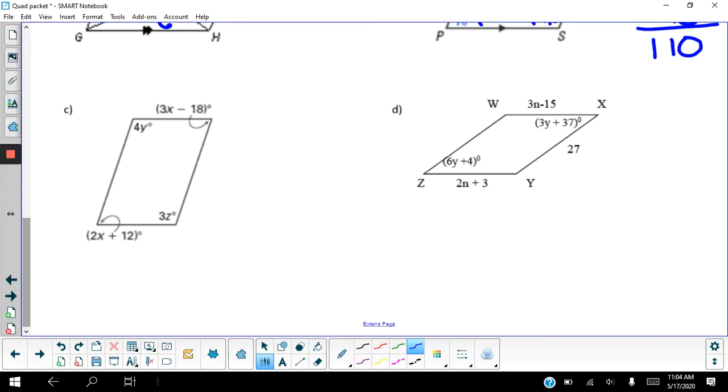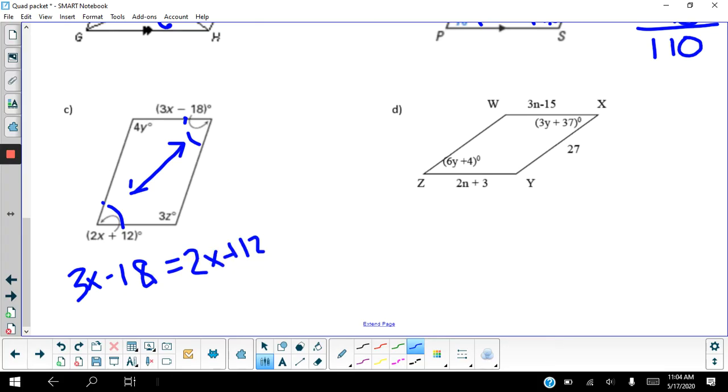There we go. Okay, so right here, these angles across from each other are also congruent. So we can say that 3x minus 18 is equal to 2x plus 12, and that's how we'll solve for x. We're once again not going to take the time to solve anything. I just want to really talk about setting things up.